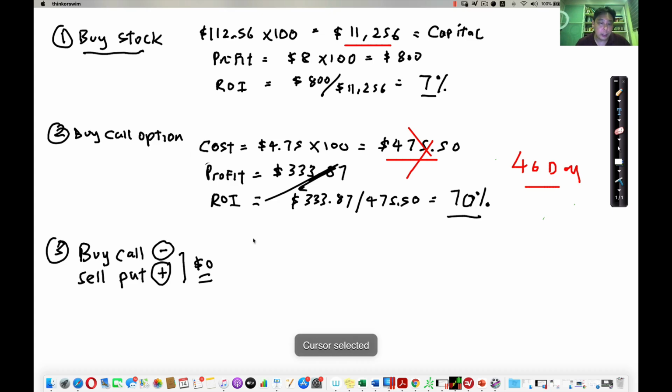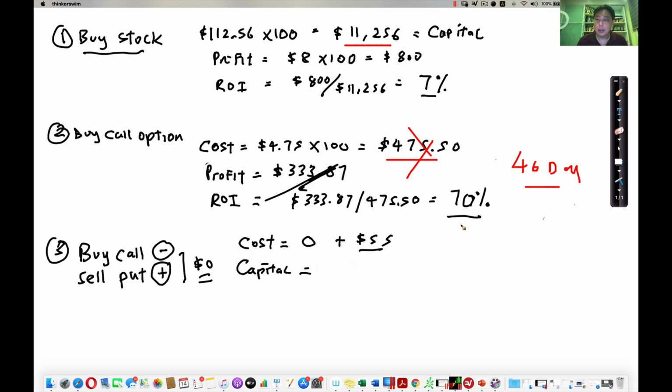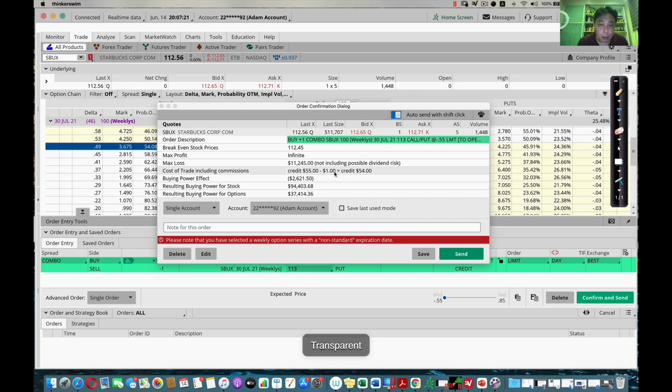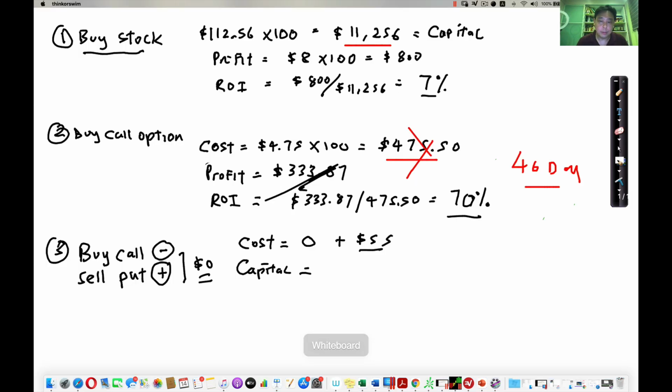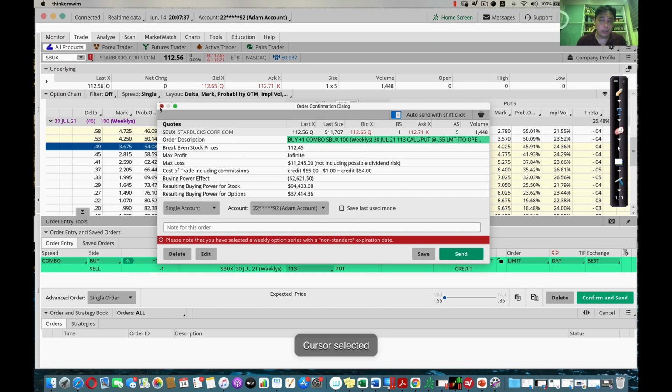All right, so let's put that in, 2621. So again, by doing this, my cost is actually zero. In fact, I'm receiving $55. Thank you, Mr. Broker, right? But the capital required to take the trade in terms of the collateral is, what's the collateral again? 2621.50. That's the capital required. Now, what does the trade look like? Let's take a look. So I'm going to do the Analyze tab.